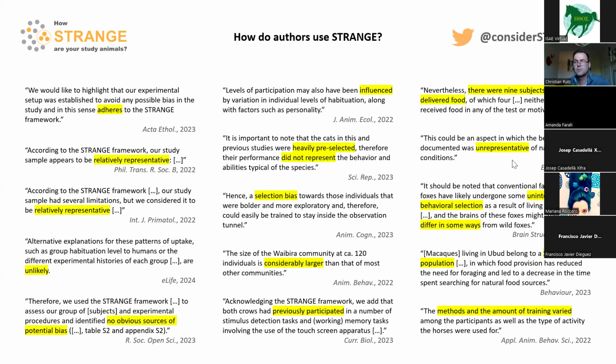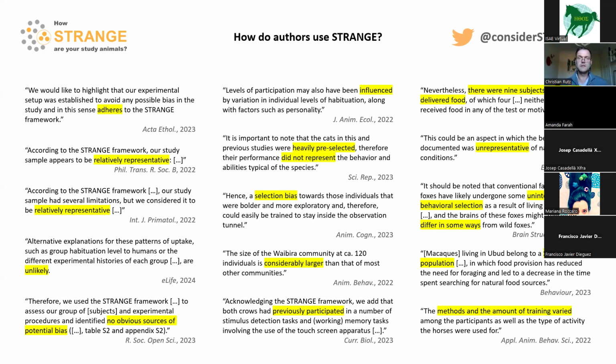Here's some more examples. These authors talk about unrepresentative behavior, unintentional behavioral selection. They talk about the strangeness of the population, and they declare that methods and the amount of training varied. This is really important. STRANGE does not use a prescriptive formula. It doesn't even have a checklist.